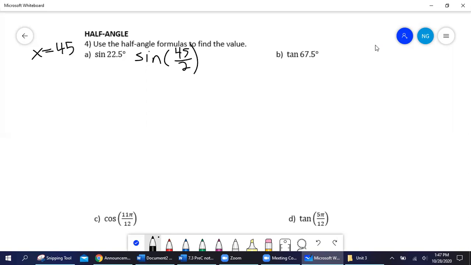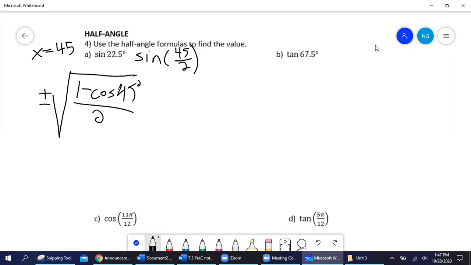So the identity is plus or minus, and we're going to figure that out in just a sec, whether it's plus or minus. It can't be both. Square root of 1 minus the cosine of x, which is 45 degrees, all over 2.